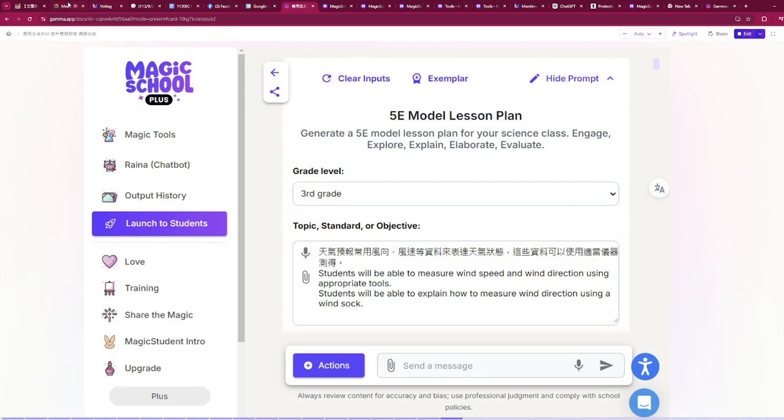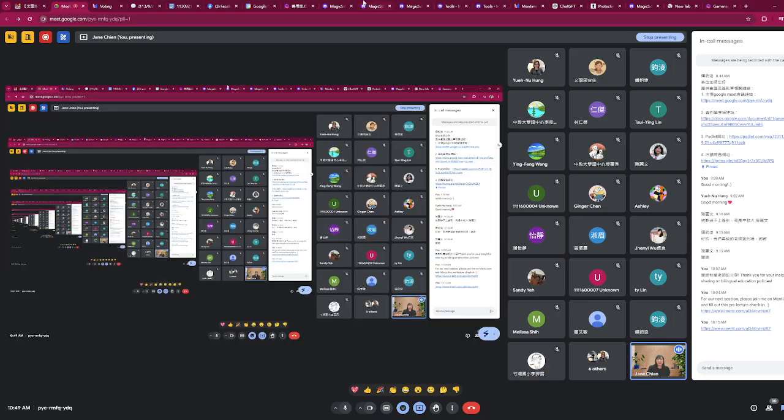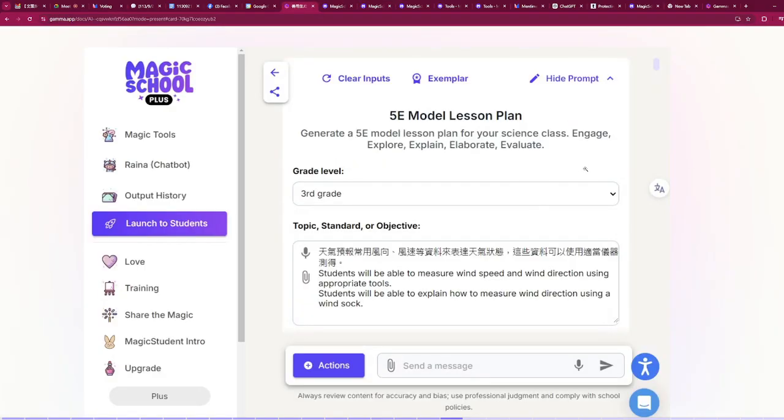Right here, I have noticed that some of the participants are teaching science, or are science professors or science teachers. What I like about MagicSchool is that it's got the 5E model lesson plan built in for us. And what I did was, for third grade, I copied down what's in the curriculum guidelines standards.